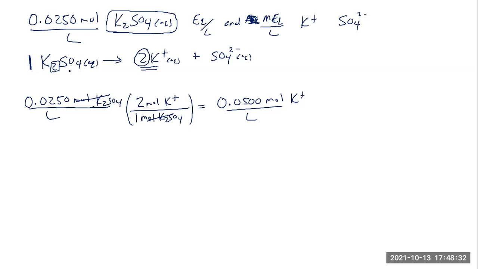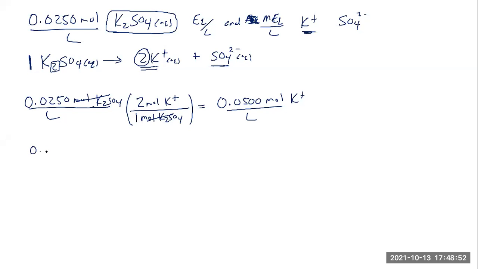So we're using the formula to go from the whole thing to just the potassium, because we're interested in just the potassium by itself. Any questions on that so far? We also are interested in just the sulfate by itself, so we can do the same type of calculation to get us to just the sulfate.